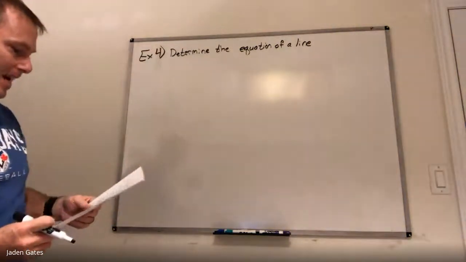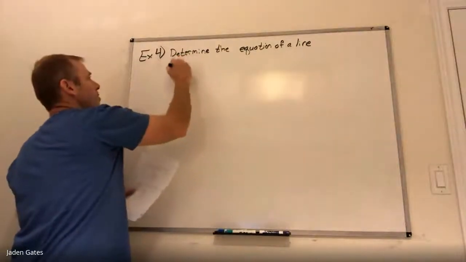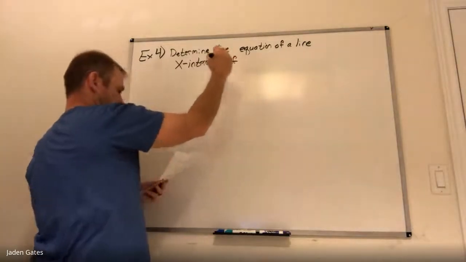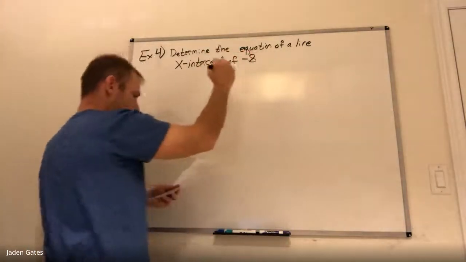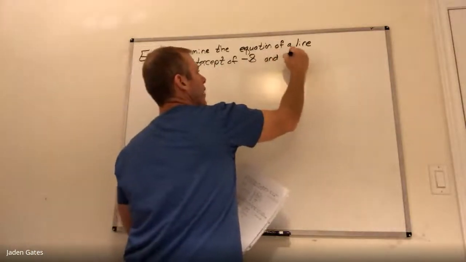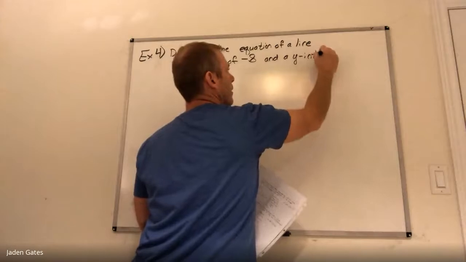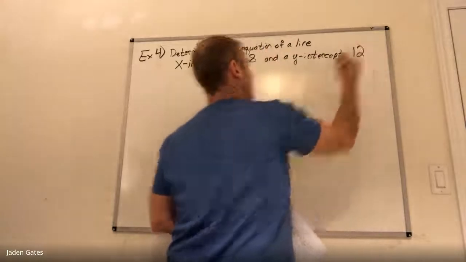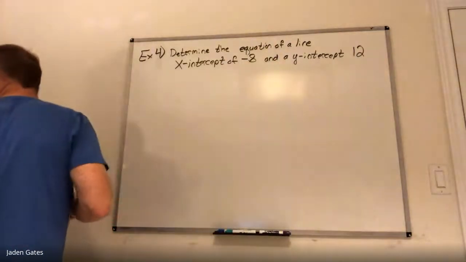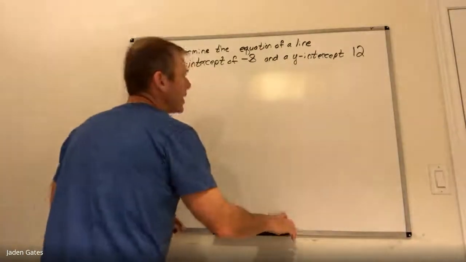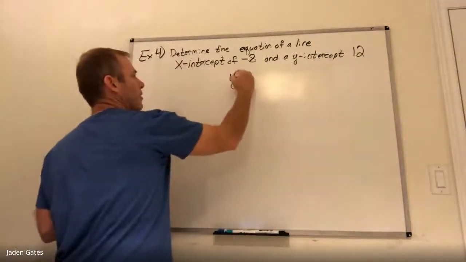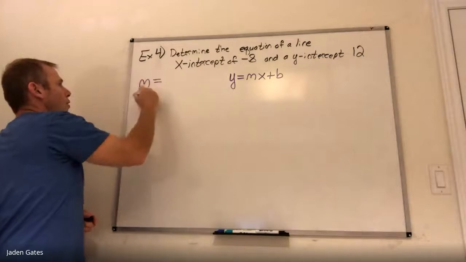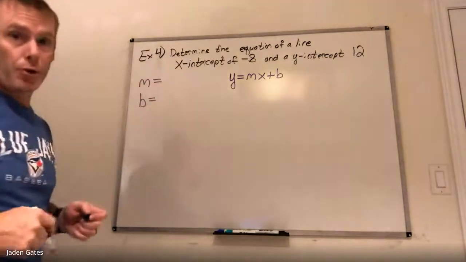So determine the equation of a line that has an x-intercept of -8 and a y-intercept of 12. There we go. So there's our 2 pieces of information. All right. And so again, here's my start. y equals mx plus b. Got to find the slope, or I got to find the y-intercept. Or, sorry, I got to find both.